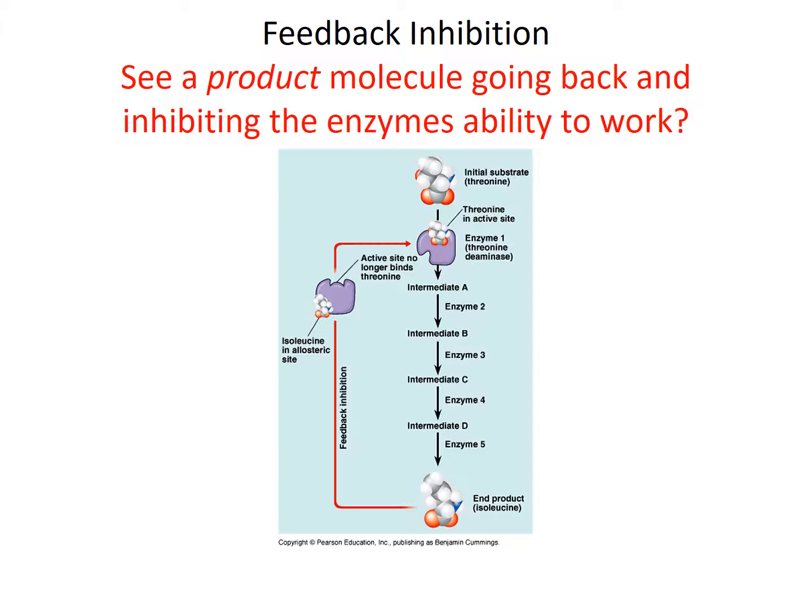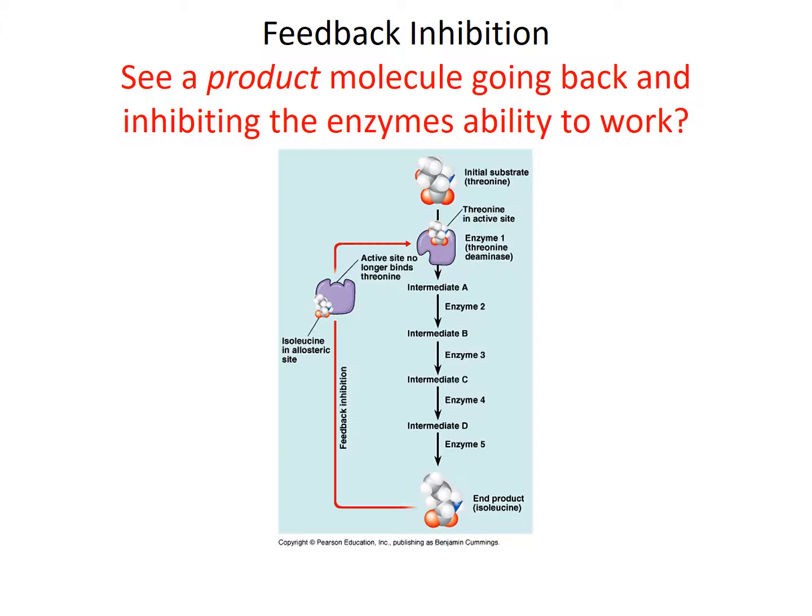So why do enzymes do this? Why is there an inhibitor molecule? Well, it helps to save energy. Why produce something if you don't need it? Okay, so here's an example of what we call a negative feedback inhibition. We start off with our initial substrate, which is threonine. It binds into the enzyme 1, and over a series of 5 reactions, it will turn into the product isoleucine.